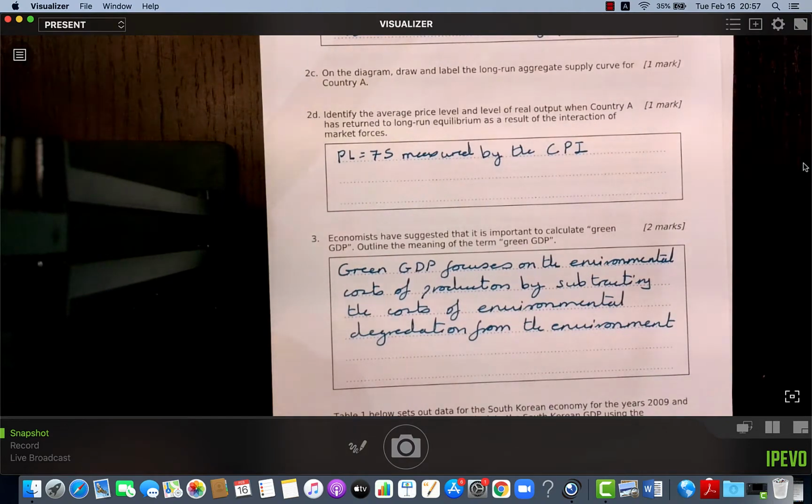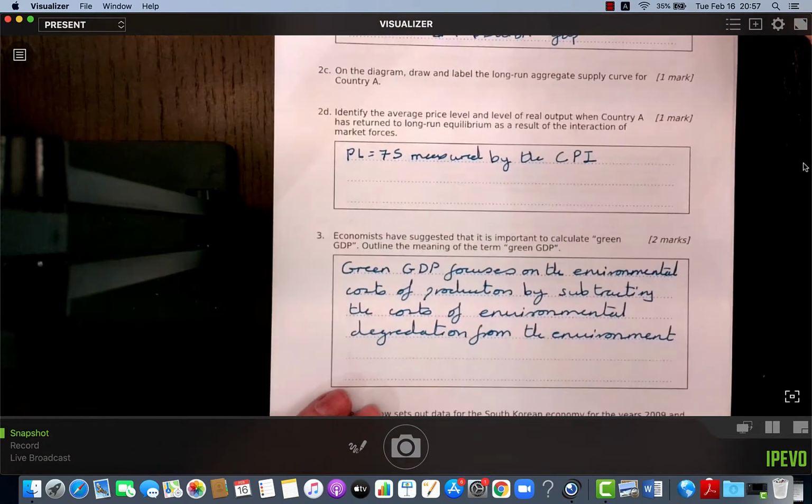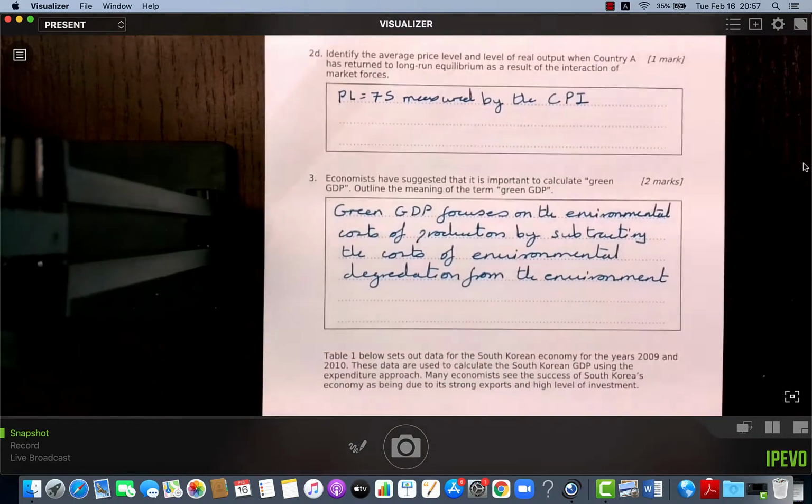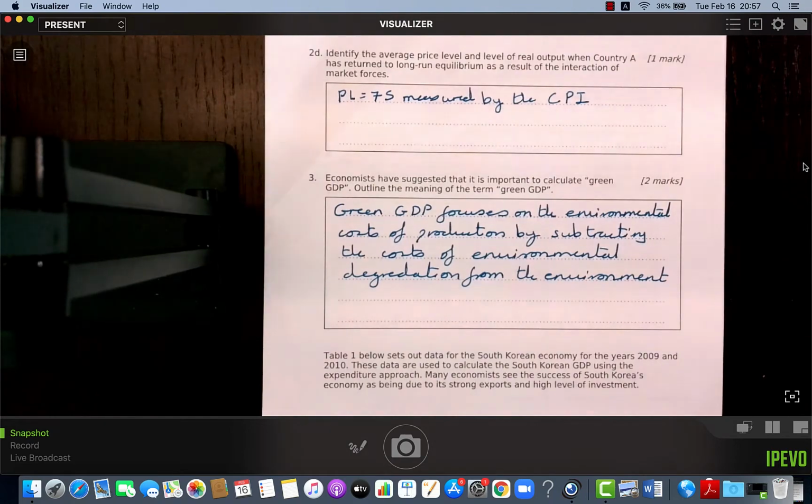Now, on to the next one here. This is something that you would have seen in other videos, and I'm happy to cover it again. Economists have suggested that it is important to calculate green GDP, green gross domestic product. Outline the meaning of the term green GDP.